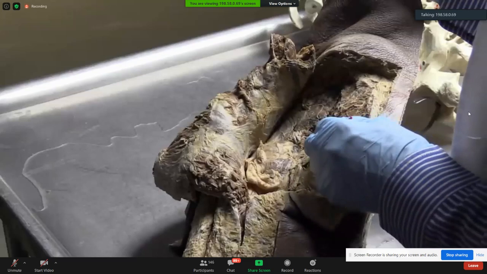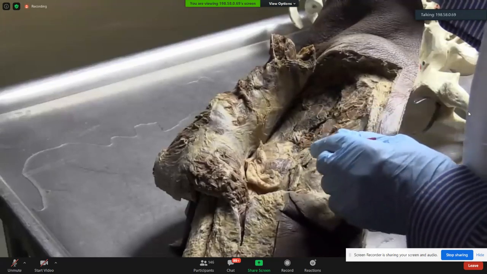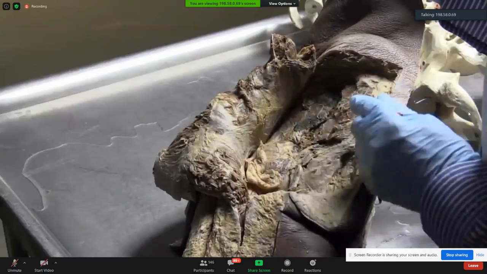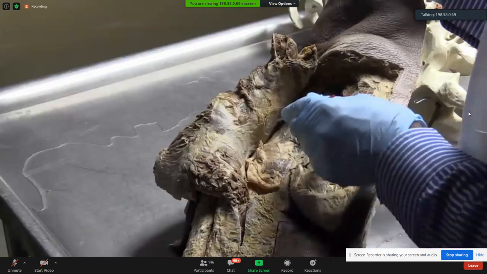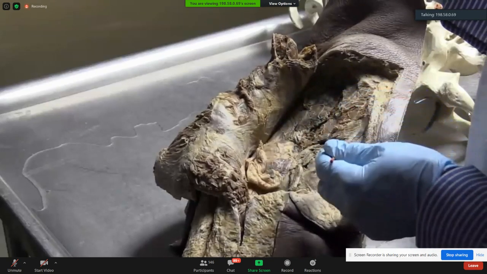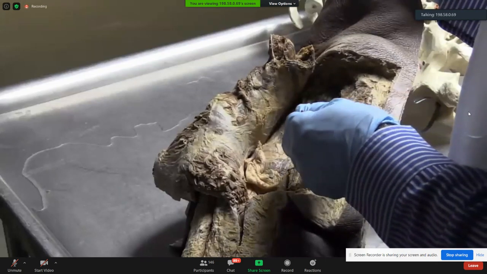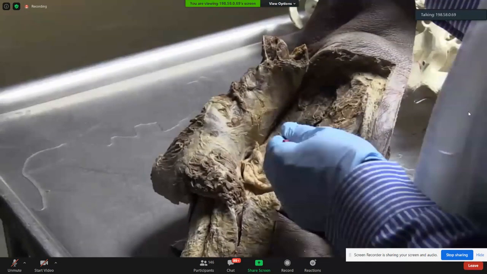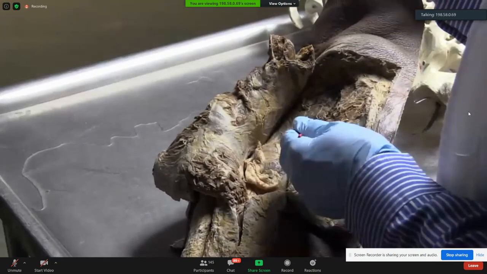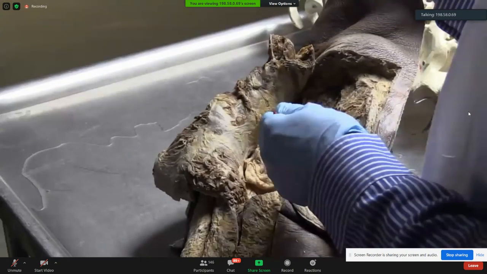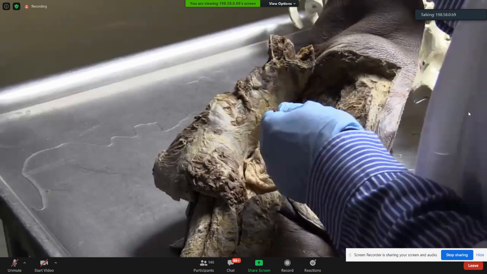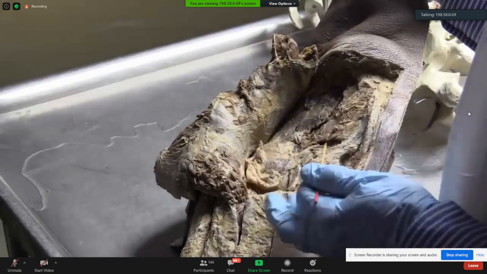Venous drainage, again, remember multiple veins. These are all going to drain back along with the artery to the internal iliac veins. Lymphatics are going to the deep group of iliac lymph nodes, the internal iliac lymph nodes.